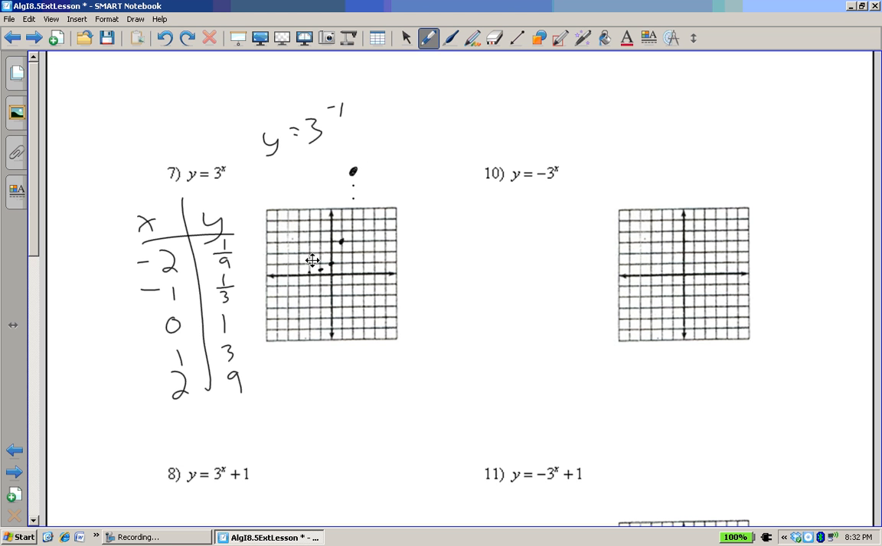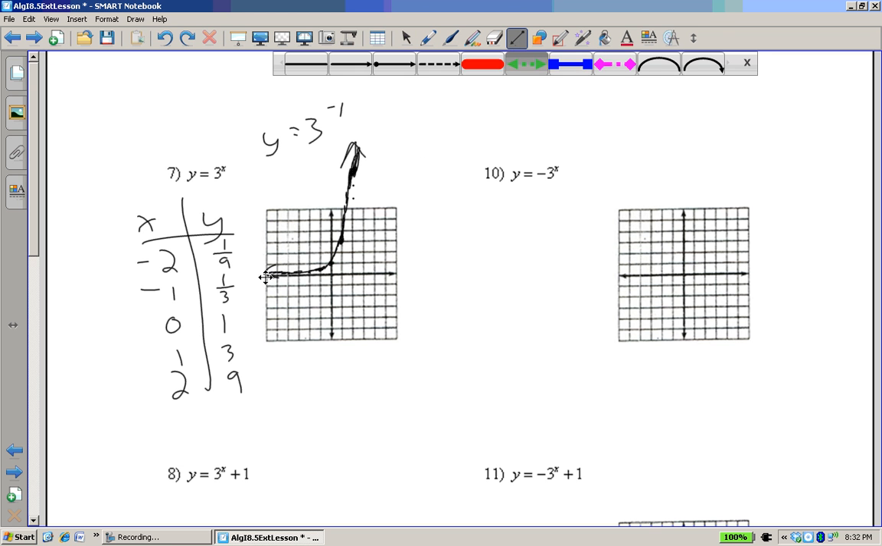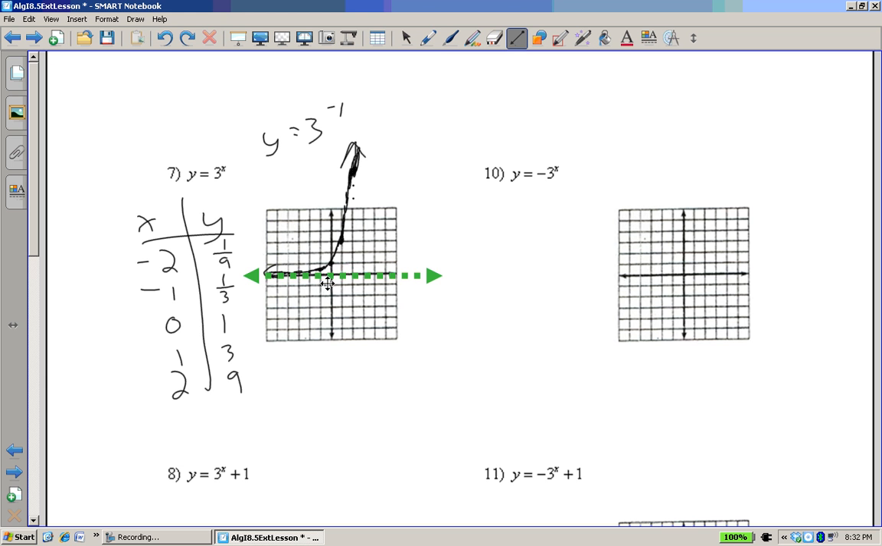And so you can see what it's doing is it's making the graph much, much steeper more quickly. Okay, and the same horizontal asymptote at y equals 0. So my domain is going to be all real numbers. My range is going to be all real numbers greater than 0 here.